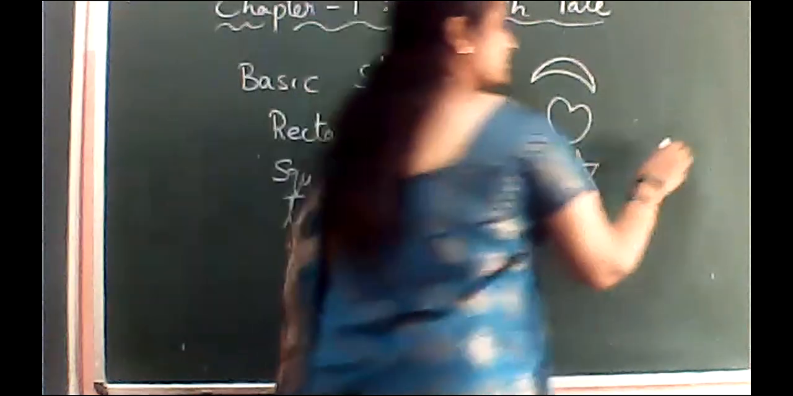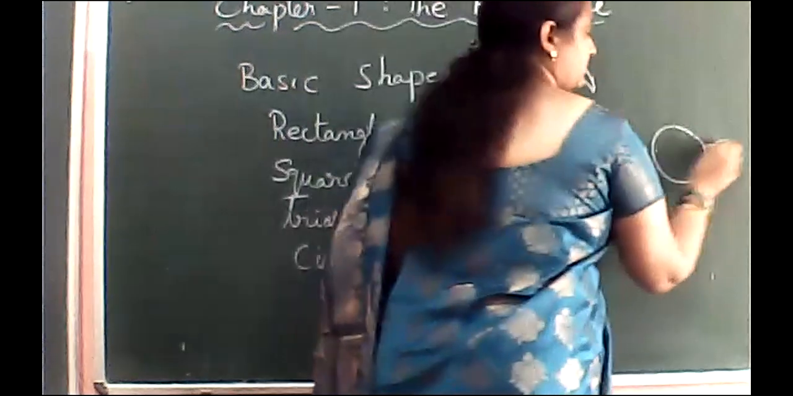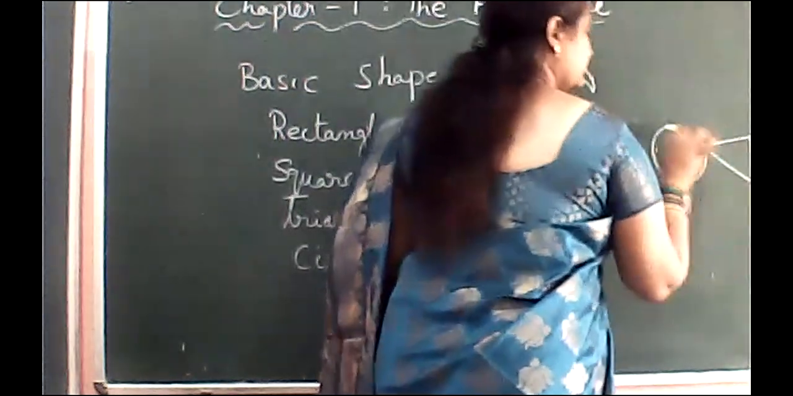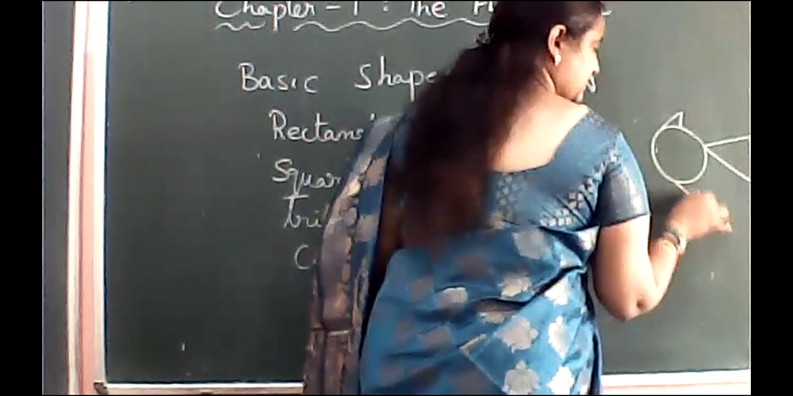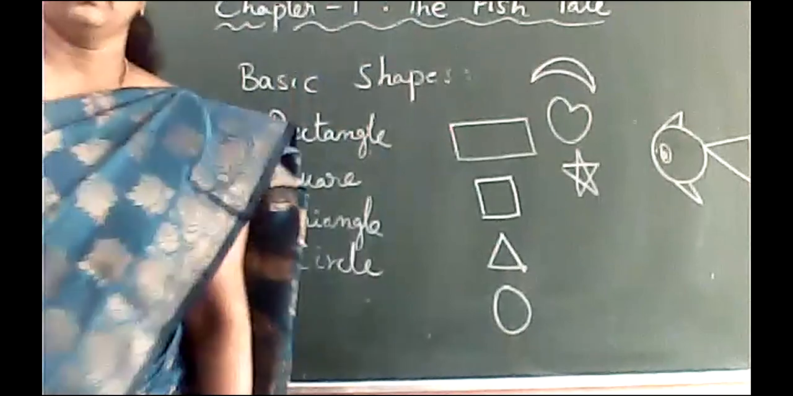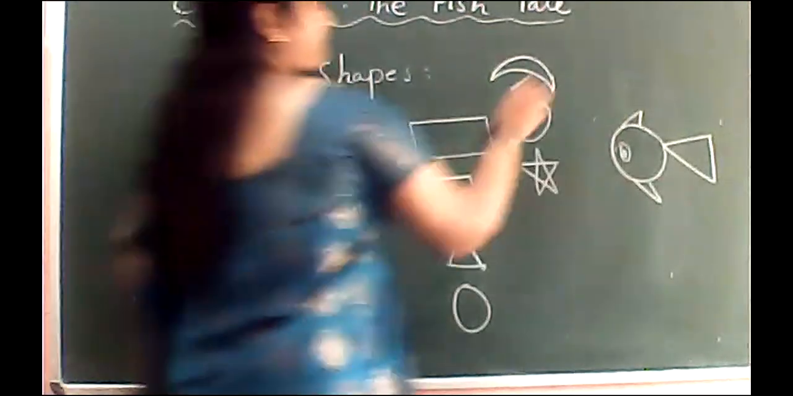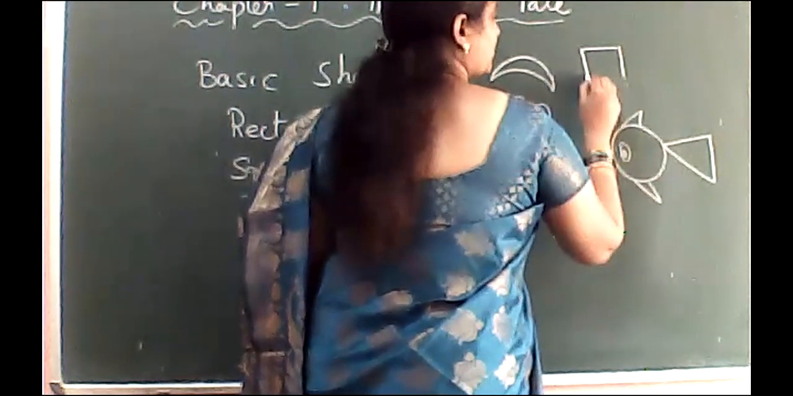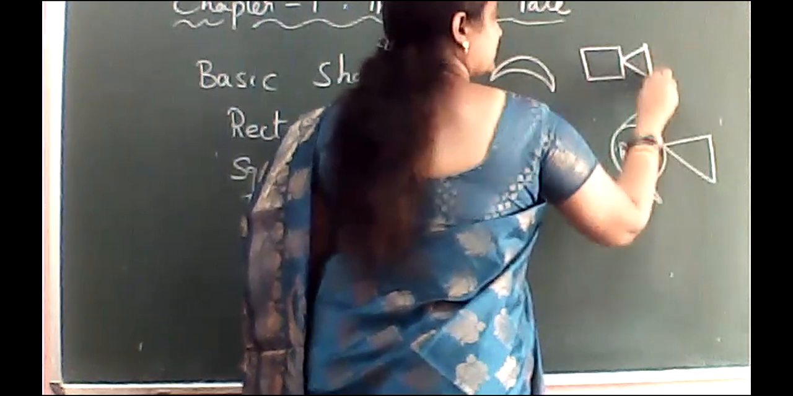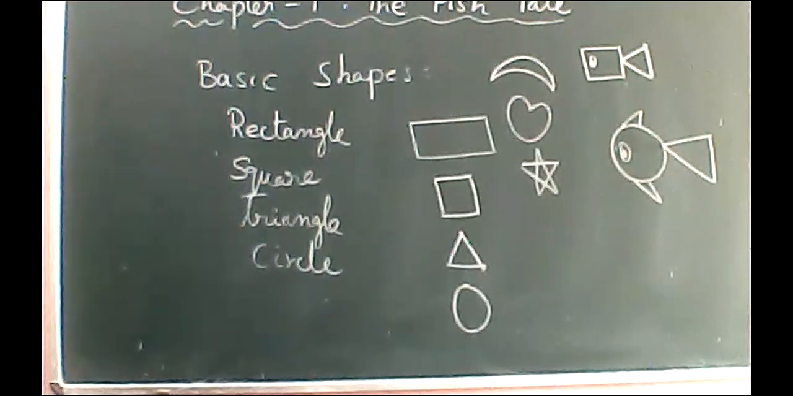How to draw a fish? Let us see. First of all, we use a circle and a triangle. This is a fish. Using a square and a triangle also we can make a fish. These things we learned in the last class, and we learned some haikus also.